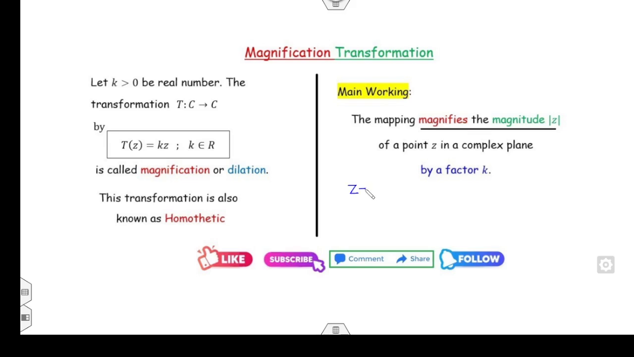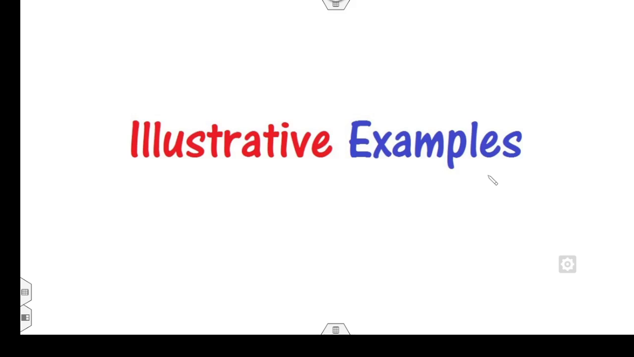Why? Because if you consider that z is r e raised to the power iota theta, then what is the value of T of z? This is k r e raised to the power iota theta. So can you find the magnitude of T of z? That magnitude will be k r. And what is r? I can say r is nothing but the magnitude of z. So therefore, you can find the relation between the transformation and the original element z. It is multiplied by the factor k. Now let's start with the various examples.